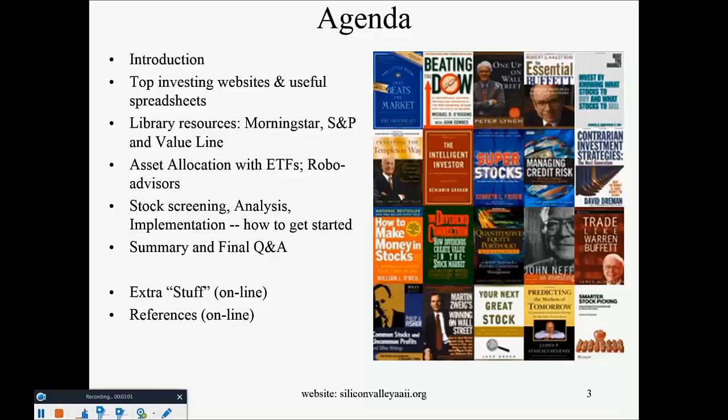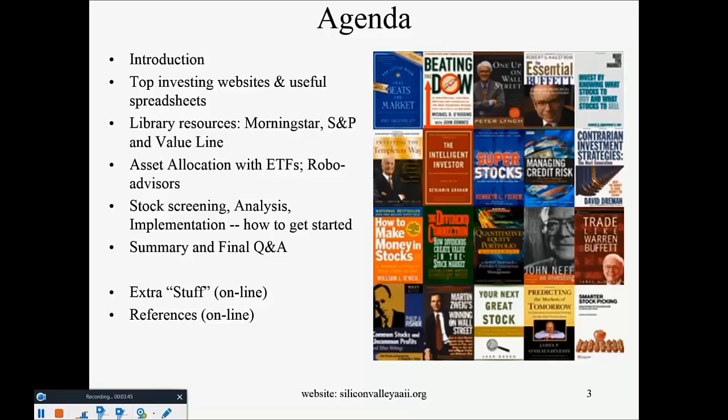First major topic will be some top investing websites based on surveys from AAII. Also useful spreadsheets that will cover both Excel spreadsheets from the CI newsletter and also some Google Sheets. The next item we'll be talking about deals with library resources: Morningstar, S&P, and Value Line. Those are free resources. They're excellent resources. You can get them here at this library, and you can get them online, i.e. you can deal with them from home.